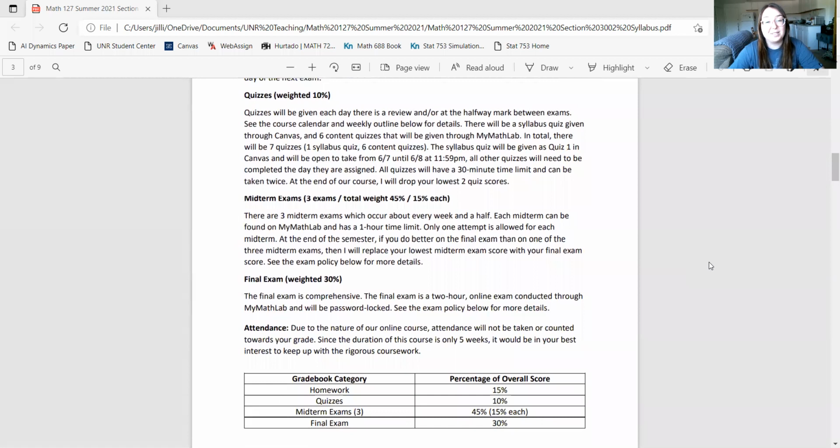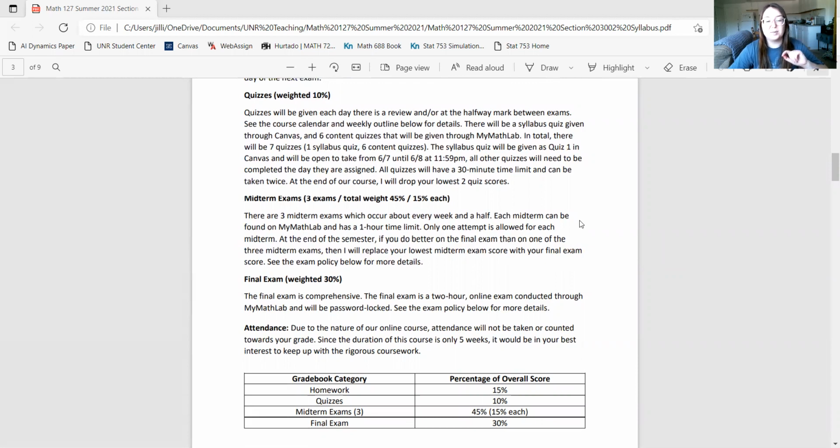All right, quizzes. Your quizzes are going to be weighted 10%. Quizzes are given each day that there is a review or the halfway point between exams, except, once again, for the syllabus quiz. The syllabus quiz is our first quiz, and it is given on Canvas. So it is quiz 1.